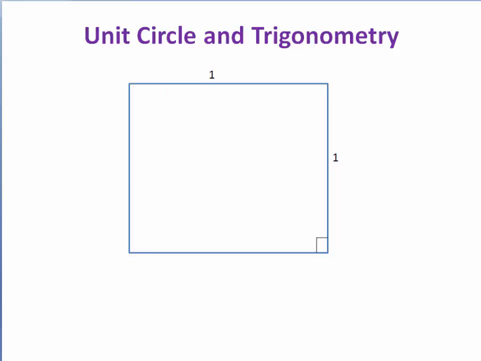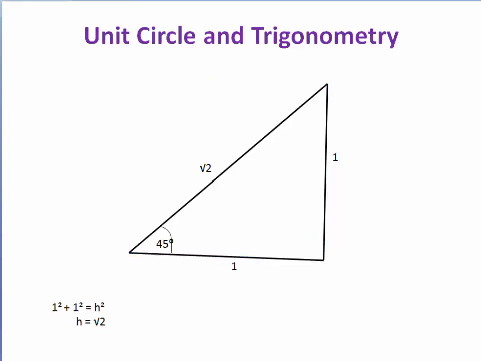We're looking at a 45, 45, 90 triangle. We start off with a square with sides of unit length 1, divide it into 2, so we get our 45, 45, 90 triangle. And then using Pythagoras, we get 1 squared plus 1 squared equals h squared, which is the hypotenuse, and h is root 2. If we're looking at this as the side lengths being x, then our hypotenuse is x root 2 for a 45, 45, 90 triangle.